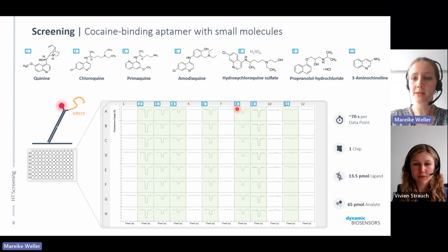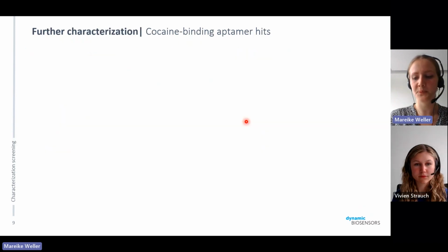The whole measurement is very fast, so it only takes 70 seconds per data point for one kinetic, and it's all measured on a chip. What is very useful for a screening is that you need rather low concentrations of your ligand as well as of your analytes. This first screening is done with a single concentration for each small molecule. But if you want to get more information about our hits that we now detected, we can measure several concentrations, like concentration splitting, to determine in more precision our K on and K off values.